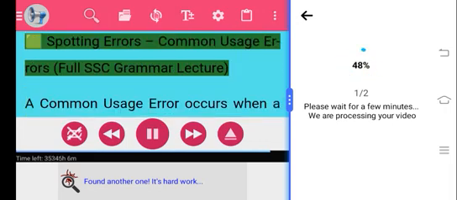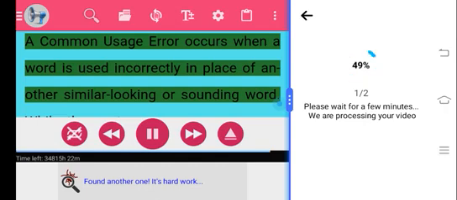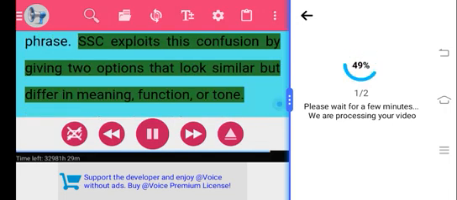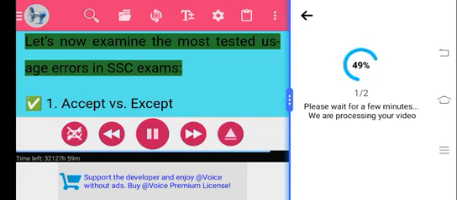Spotting errors: common usage errors, full SSC grammar lecture. A common usage error occurs when a word is used incorrectly in place of another similar-looking or sounding word. While a sentence may appear grammatically correct at first glance, it fails due to the wrong choice of word or phrase. SSC exploits this confusion by giving two options that look similar but differ in meaning, function, or tone. Let's now examine the most tested usage errors in SSC exams.